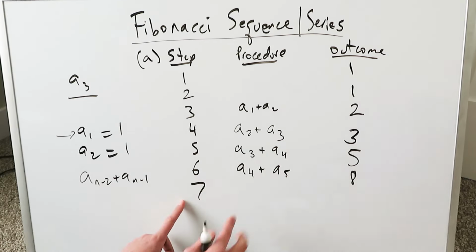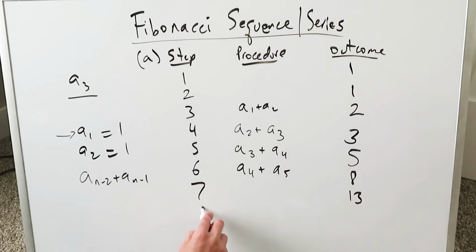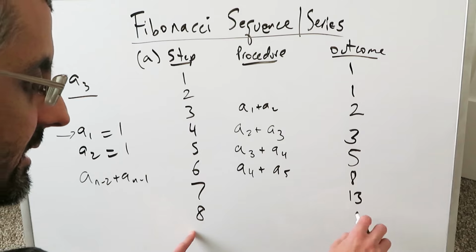And you know what A7 is going to be. You can start ignoring this step. It's going to be 5 plus 8, 13. And you know what the 8th step is going to be. 8 plus 13 is 21.